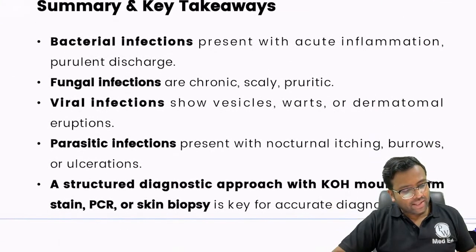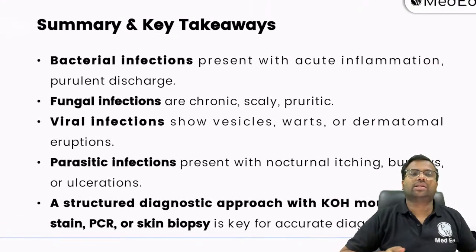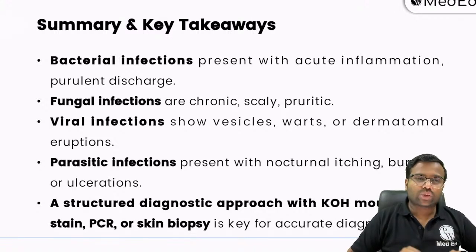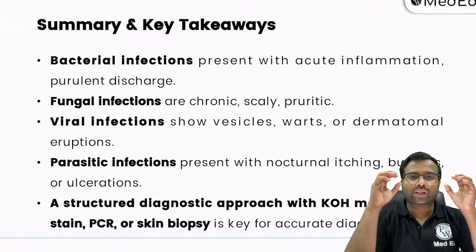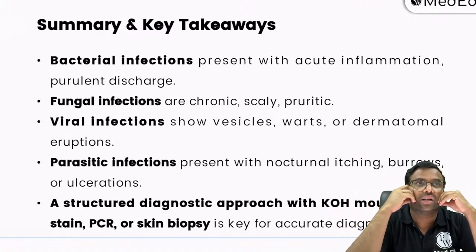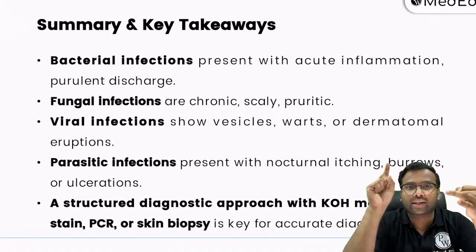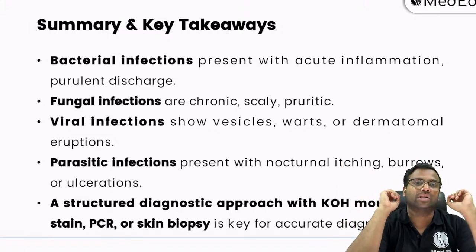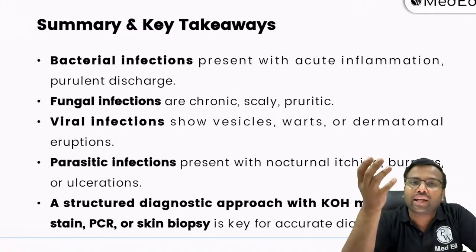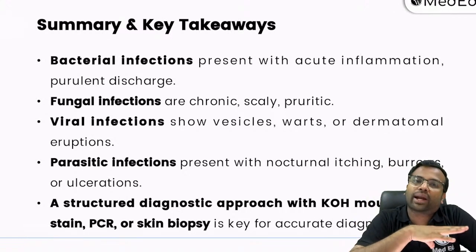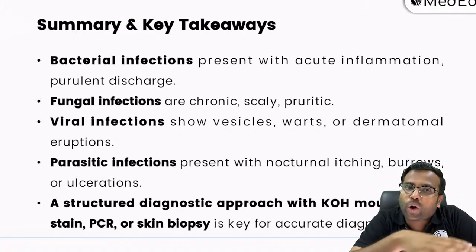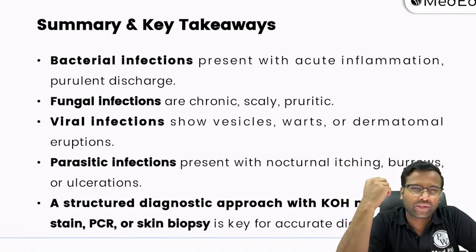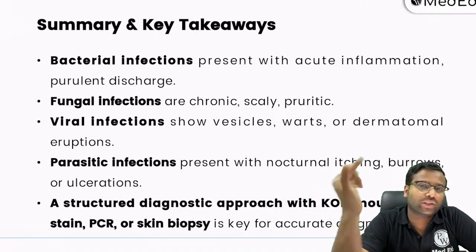So the key summary of today's session is that when we deal with bacterial infections, they usually present to you with some acute inflammation, isn't it? There can be some discharge, there can be a rapid spread, and there can be systemic symptoms. Whereas fungal infections usually have a gradual onset and a chronic history as well. And obviously there can be scaling, itching, and all these things.